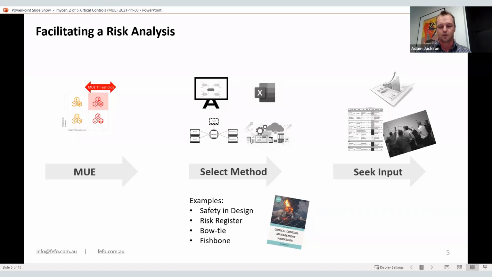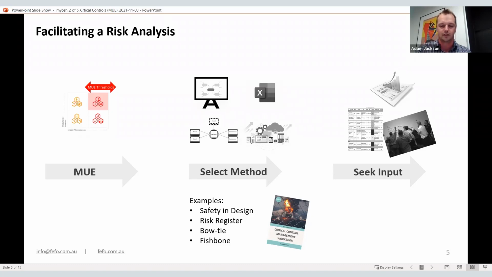Once you've identified those, and that is really a critical piece, because the first step in any effective risk management is to understand the context and the scope of it. So to understand exactly what type of risk analysis you're doing and which material unwanted event you're trying to control.